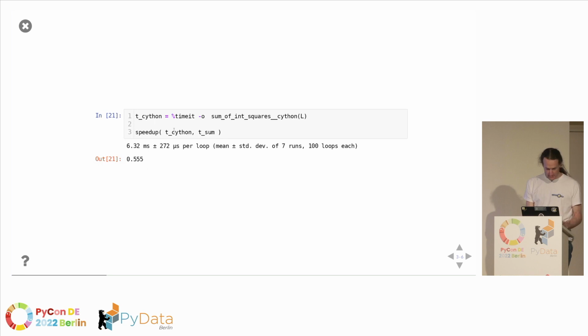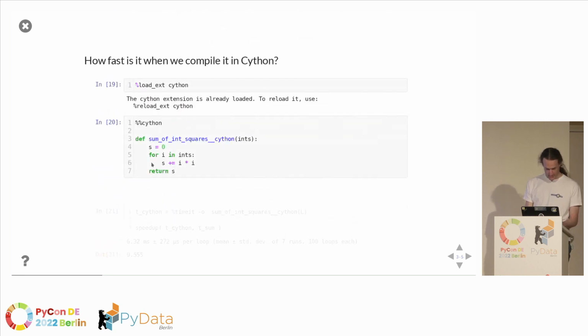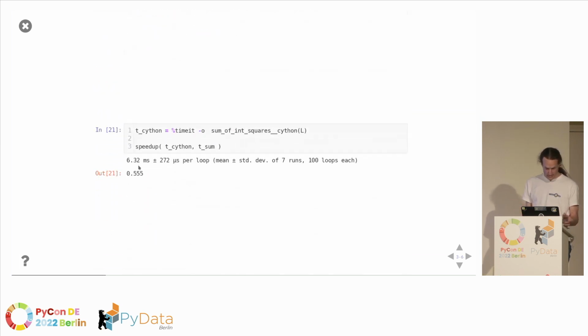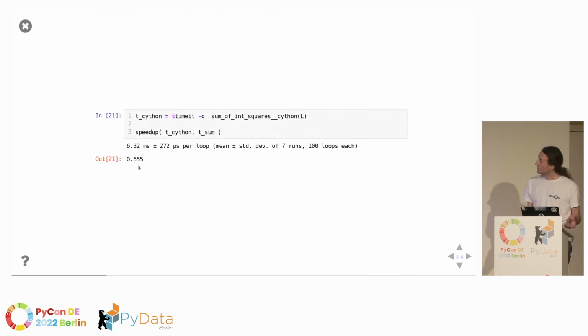The speedup number you see here is compared to the sum generator function. So it's a speedup of not quite a factor of 2 overall. Previously we had a factor of 0.69, so 0.7. And now we're at 0.55. So it's another bit faster. It's not that fast, but we can make it run way faster because now we're in C, and we can use C tricks.